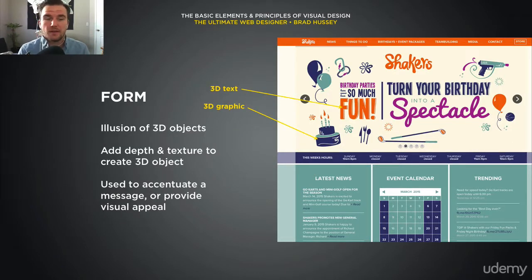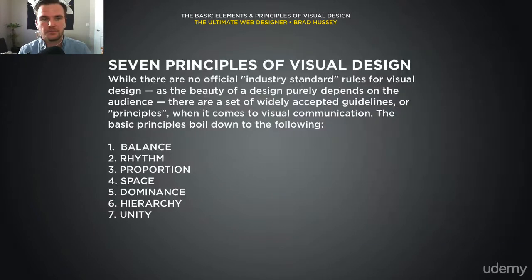Form gives the illusion of 3-dimensional objects. They add depth and texture to create a 3D object and are used to accentuate a message or to provide visual appeal. Again, with our Shakers example, we have some 3-dimensional text and a 3D graphic just to make this otherwise flat design, which is intentional, to have a little bit of depth.